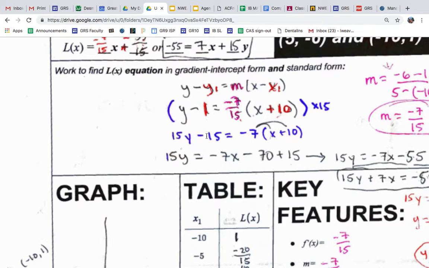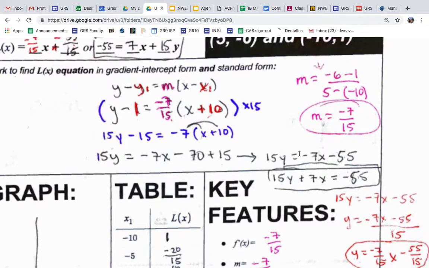And then move this 15 over to the other side. So now I have 15y equals negative 7x minus 55. And I'm going to get standard form, which it wants here, by moving the x over to the left-hand side. And I have no fractions, so that works.